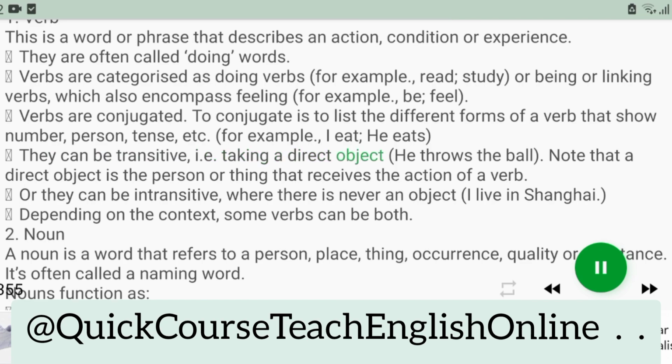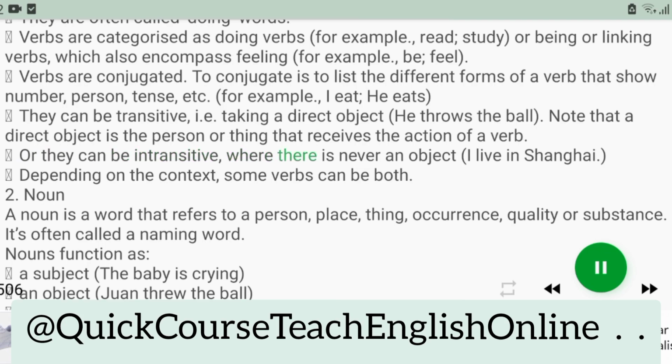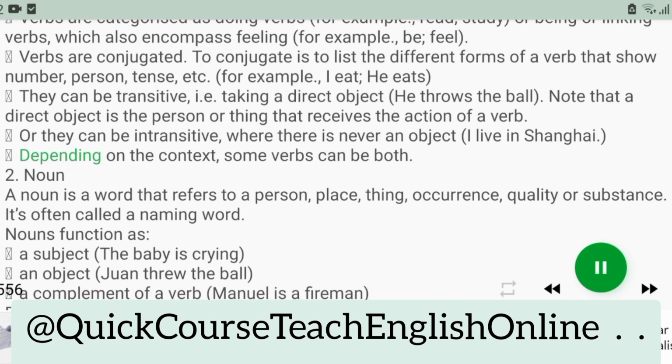Taking a direct object, he throws the ball. Note that a direct object is the person or thing that receives the action of a verb. Or they can be intransitive, where there is never an object, I live in Shanghai. Depending on the context, some verbs can be both.